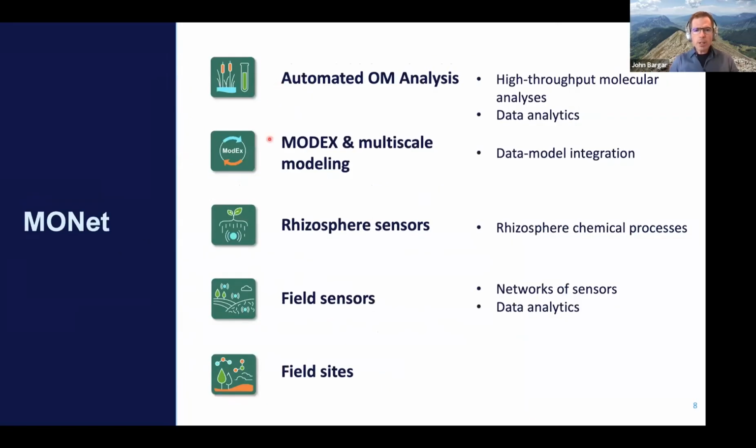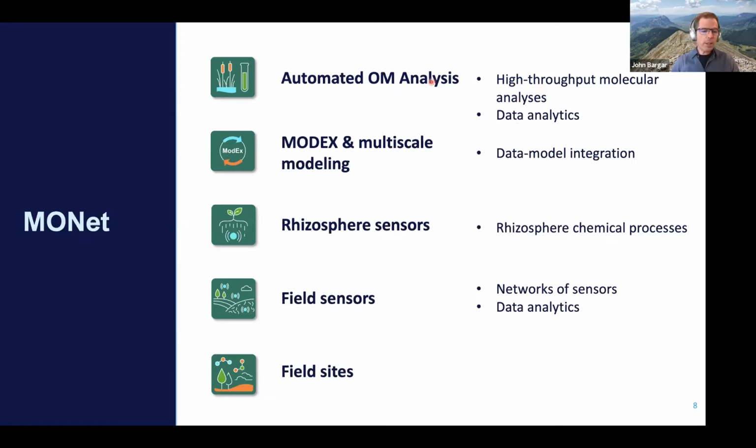All right, so this is a list of the major activities that EMSL believes we will need to deliver to the community in order to say that we've been successful at MONET. The first one, which we're going to talk about the most today, is this automated organic analysis activity. And here the idea is to take the high resolution molecular analysis capabilities at EMSL and to extend them to the high throughput regime and to add data analytics to accelerate this process.